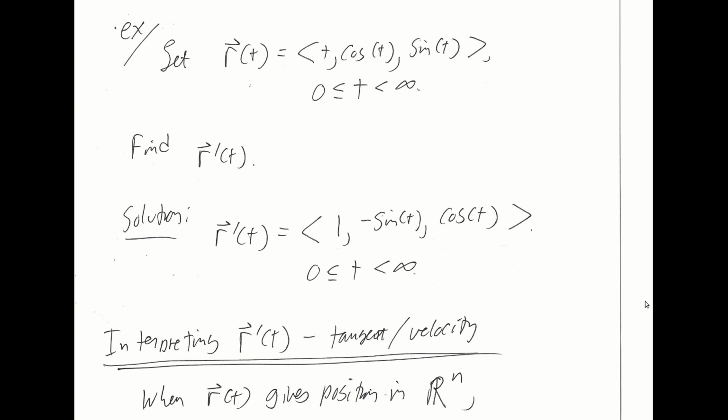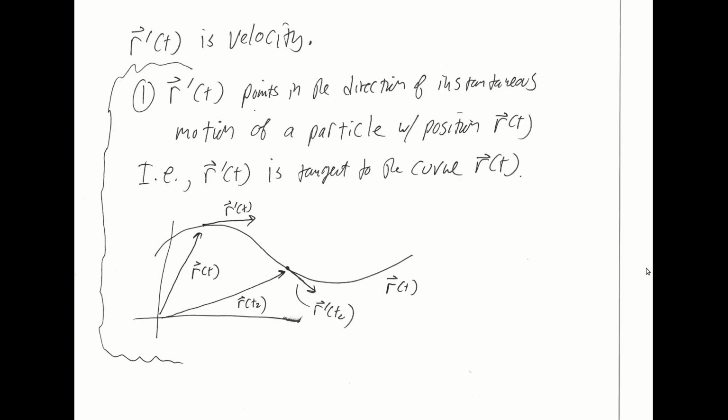So if we're thinking of r hat that way, as being the position of the bead on the string that is our curve C that's being described, then its derivative is the velocity of that bead. So in particular, r hat prime points in the direction of instantaneous motion of a particle having position r hat.